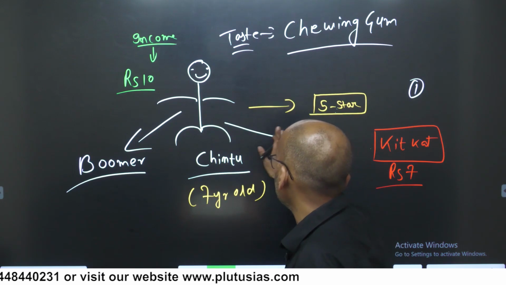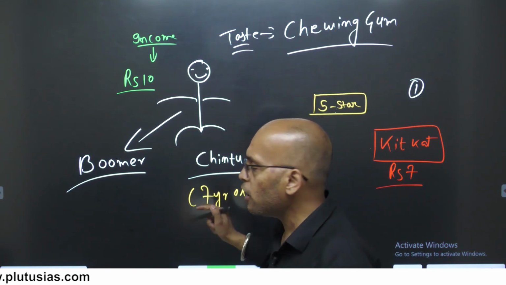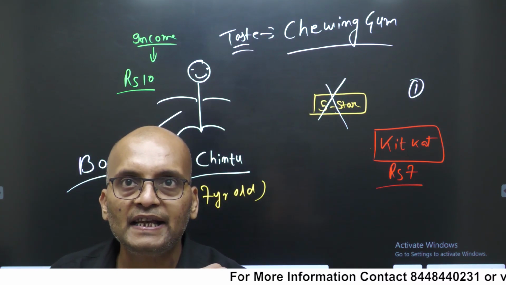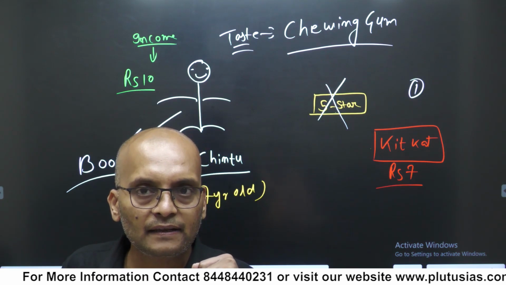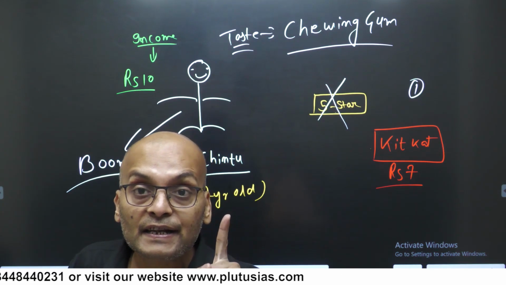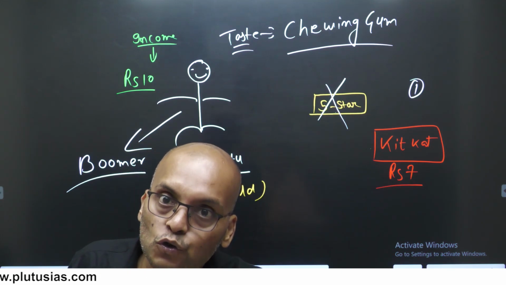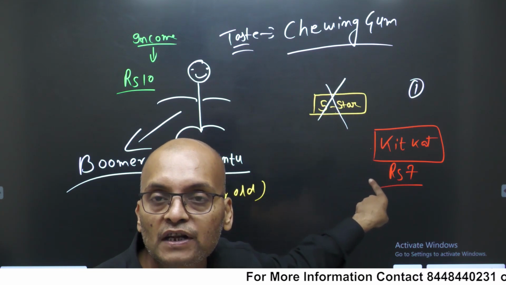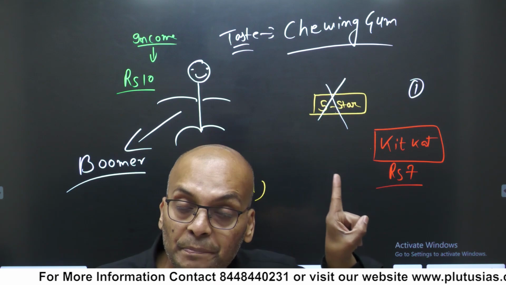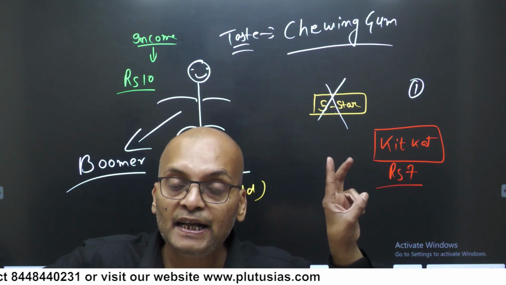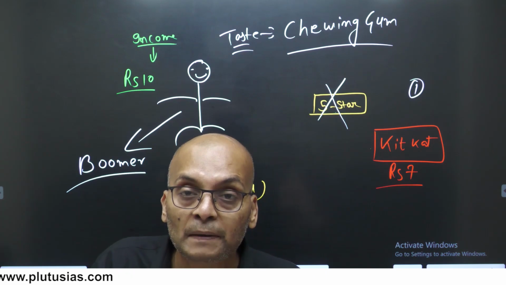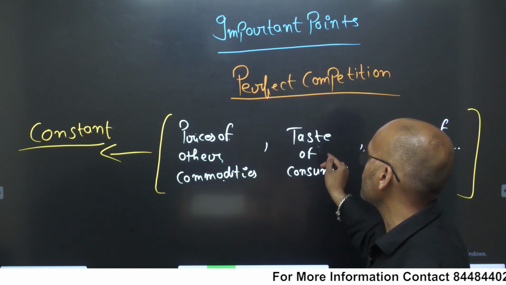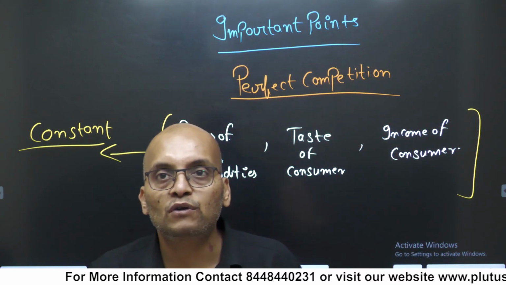He will not purchase 5-star. Tell me yes or no, guys. Right. If your taste is going to change, you are not going to purchase the old thing. That means demand of 5-star is also dependent on the taste of Chintu, on the taste of the consumer. Demand of 5-star was dependent on the price of other commodities. It is also dependent on the taste of the consumer, people who are eating it. But our Marshall says taste of the consumer is constant. You don't have to consider it.